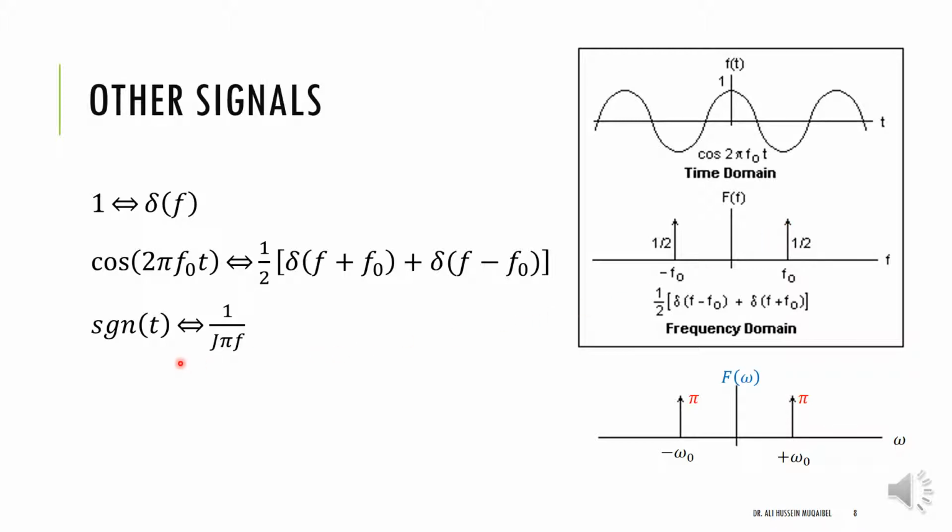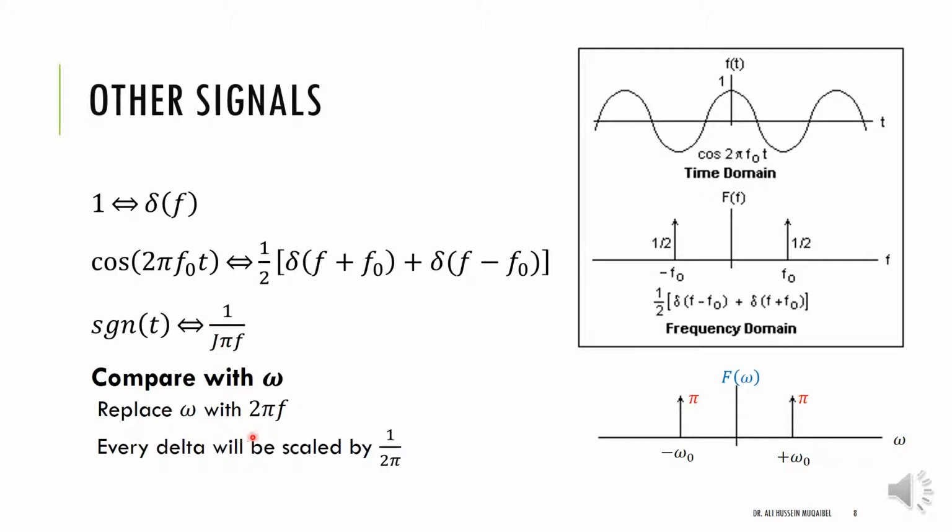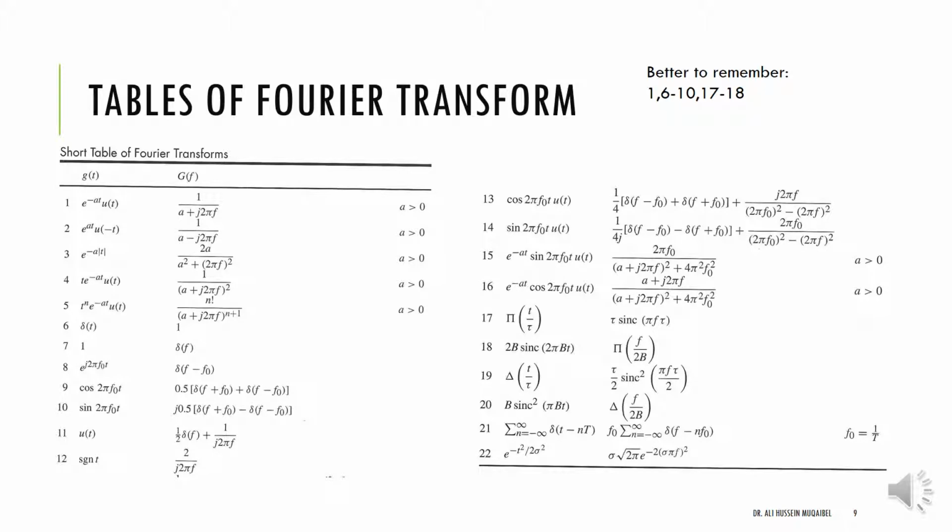Other important functions include the signum function or the sign function; you need to review this if you don't recall it. It has a Fourier transform of 1 over j pi f. Now this is a side note, because some of you have studied with textbooks that are using omega. Especially when you have delta, you have to be careful, because the Fourier transform of cosine in frequency has a scaling of half, but in omega it's going to have a scale of pi.